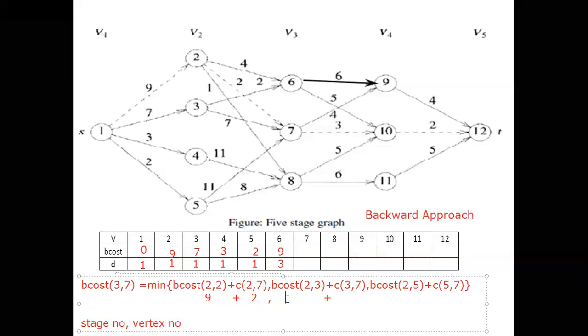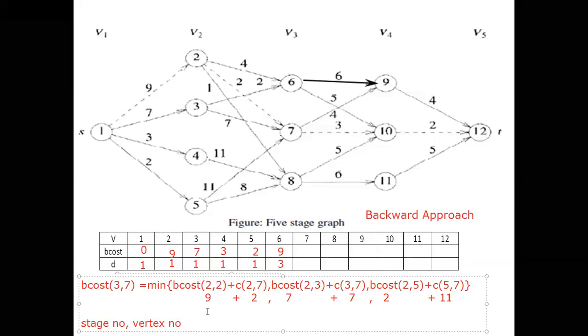I will write on top. What is C 3, 7? 3, 7. It is 7. Comma. What is B cost of 2, 5? Where do we have to search? In 5. What is the 5 value? It is 2. Plus C of 5, 7. What is the value of 5, 7? It is 11. Okay.